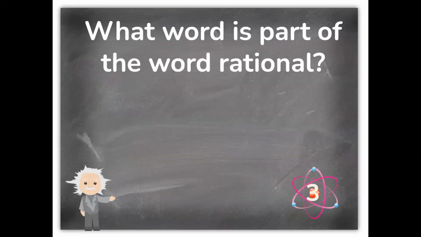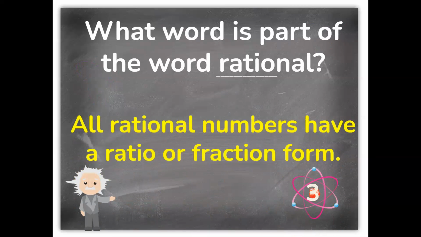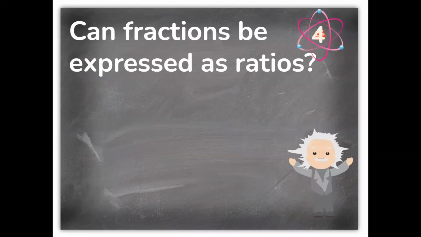Let's talk about rational numbers now. So what part of the word, or what word is part of the word rational? So look at that for a second, the word rational. Hopefully you see the word ratio right at the beginning. We've worked with ratios a lot. All rational numbers have to have a ratio or a fraction form. So if you can put your number into a fraction form, it's going to be considered rational.